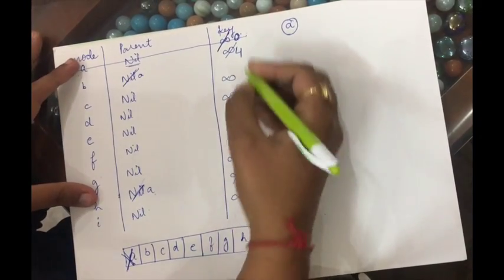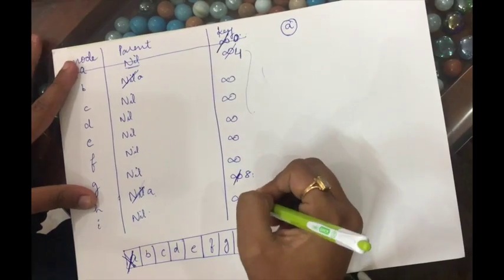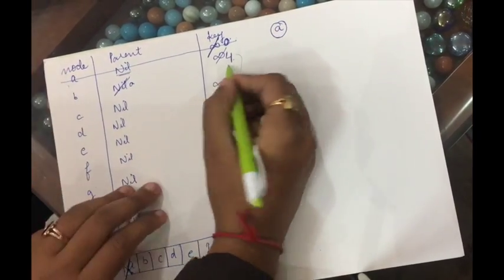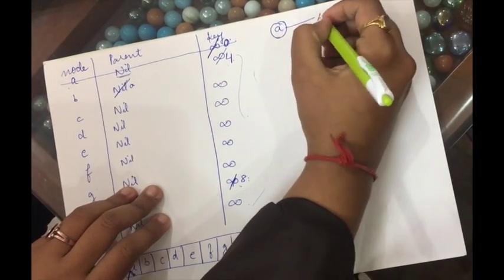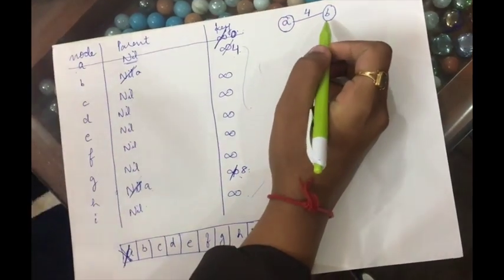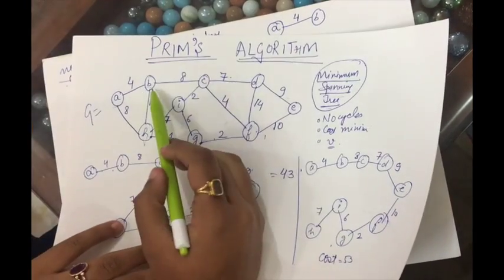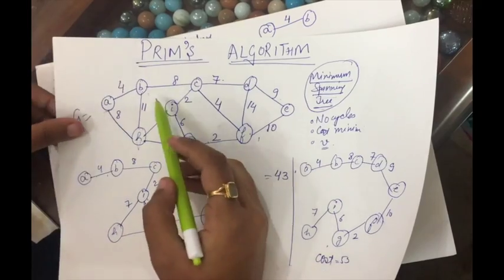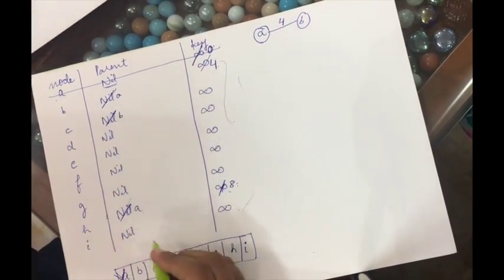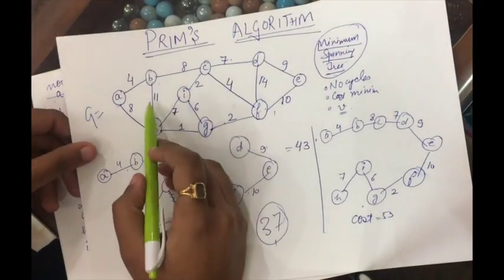Right? Now again I will check the minimum of all these values: 4, infinity and 8. Obviously I'm going to go with 4. So I make the next node B, and the cost was 4. B goes to C and H. So the parent of C is B and the parent of H is also B with a cost of 11.